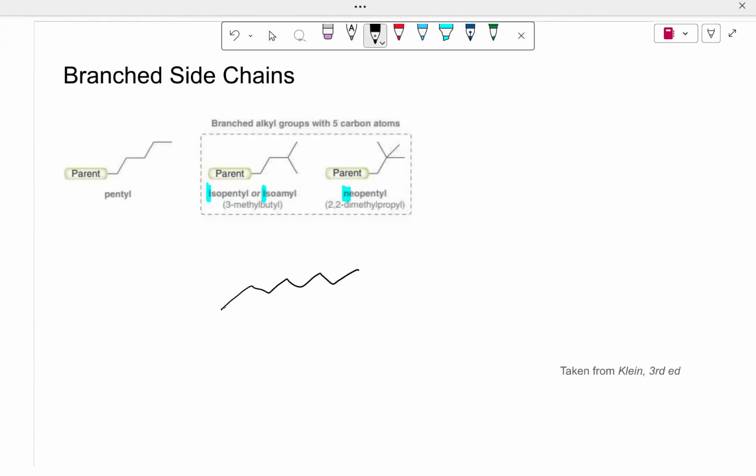So I'm just, again, going to draw a large carbon chain. And so, let's see, isopentyl would look like this, and neopentyl would look like this.